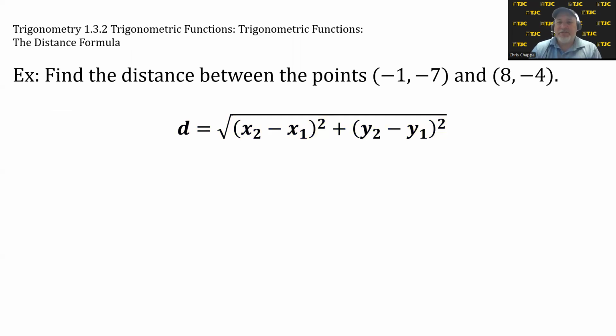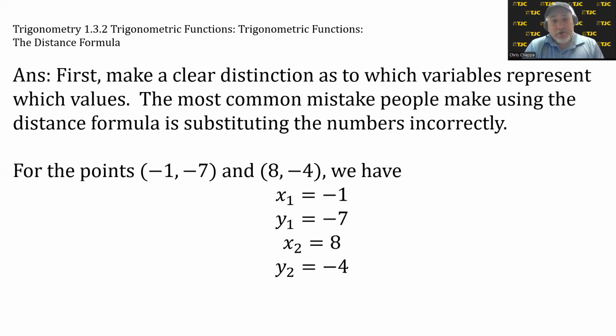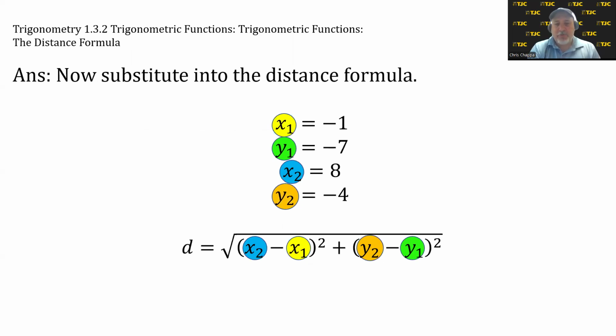For example, find the distance between the points (-1, -7) and (8, -4). Lots of negatives on purpose. First, you should make a clear distinction as to which variables represent which values. You can do this mentally, but writing it down doesn't hurt. The most common mistake people make is using the distance formula wrong by substituting numbers incorrectly. For the points (-1, -7) and (8, -4), we have x1 equals -1, y1 equals -7, x2 equals 8, and y2 equals -4. Now substitute in the distance formula, which I have color-coded here for your convenience.